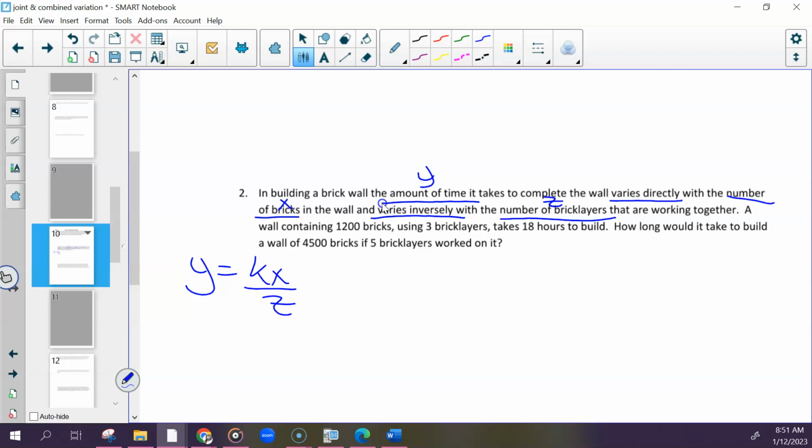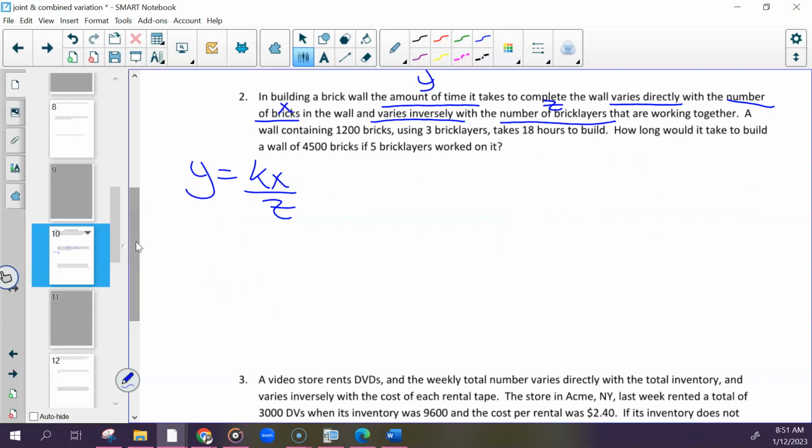After you have how you set it up, then you can look at the next piece and start to put in numbers and find k. So a wall containing 1,200 bricks. Number of bricks was x, so we would put that in for x. Brick layers was z. And then 18 hours was y. The biggest thing with this is keeping these straight. Whatever you define as one thing, make sure that's the same for everything.